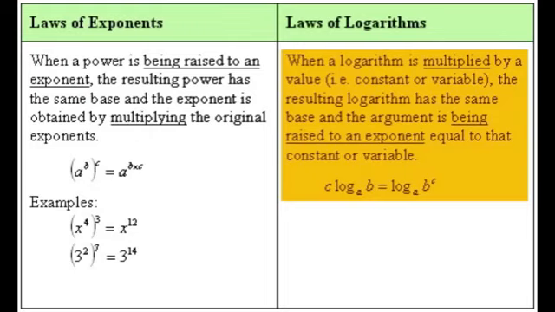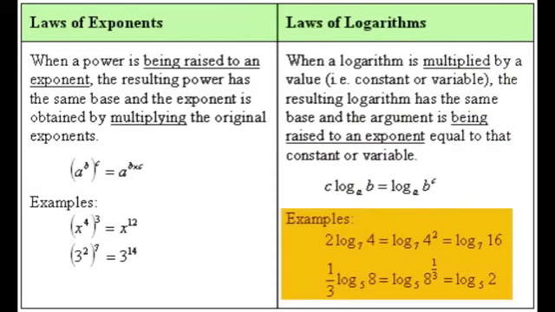When a logarithm is multiplied by a value, i.e. a constant or a variable, the resulting logarithm has the same base and the argument is being raised to an exponent equal to that constant or variable. So c times log base a of b is equivalent to log base a of b raised to the c.